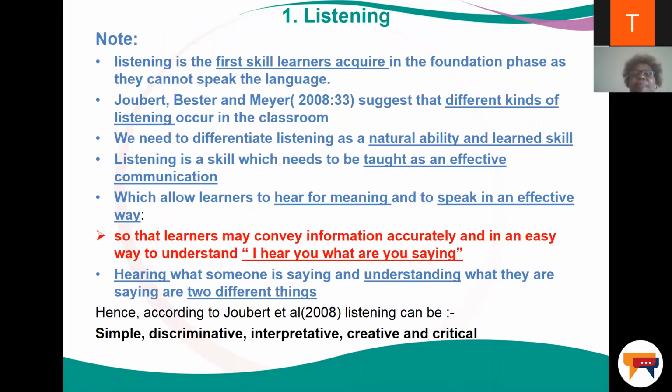Note about listening, how to develop listening skills. Listening is the first skill learners acquire in the foundation phase as they cannot speak. According to Jubed, Best and Mayer 2008, this suggests that different kinds of listening occur in the classroom. We need to differentiate listening as a natural ability and a learned skill. It must be a natural ability, but it must also be a learned skill. Listening is a skill which needs to be taught as effective communication. Remember, we said in a language they must communicate, which allows learners to hear for meaning and speak in an effective way, so that learners may convey information accurately and in a way that is easy to understand.